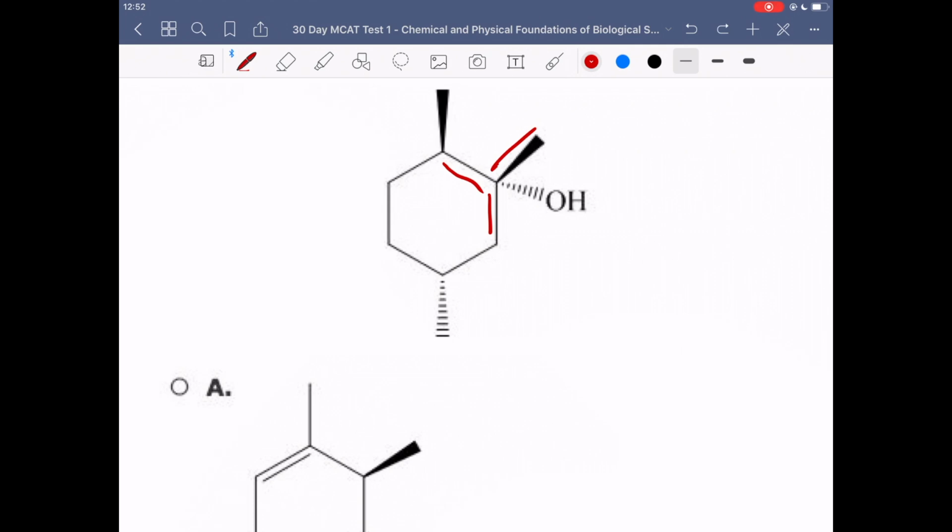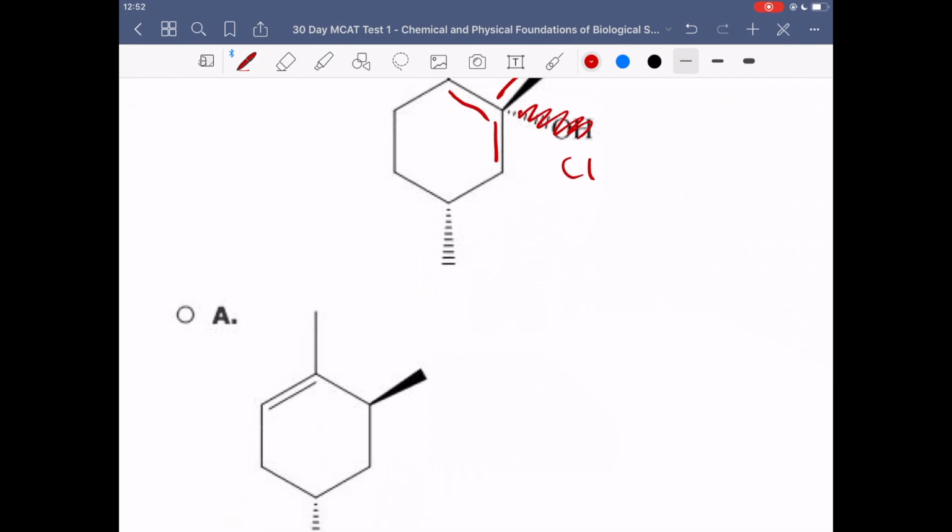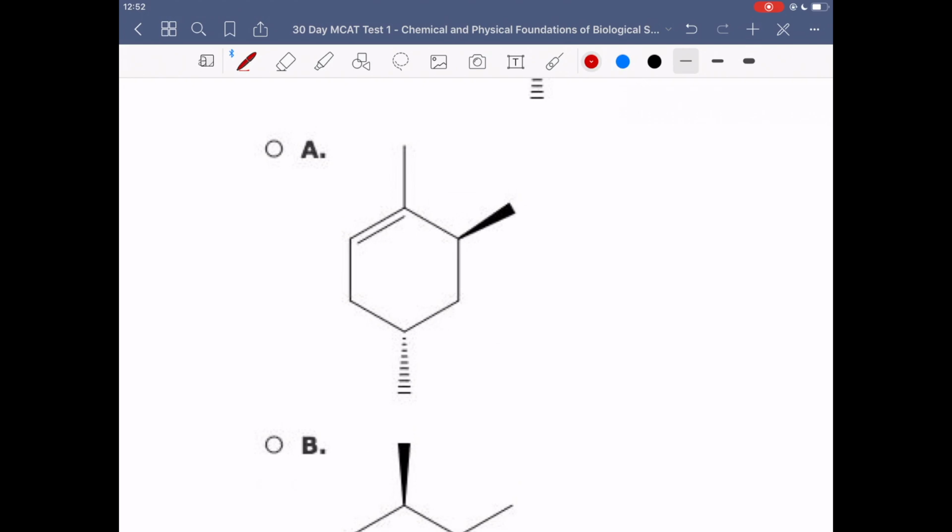And then next we could have the carbocation formed and then this replaced with the chloride. So those are the options that we could have. We're looking for what is potentially not possible, and A is correct.